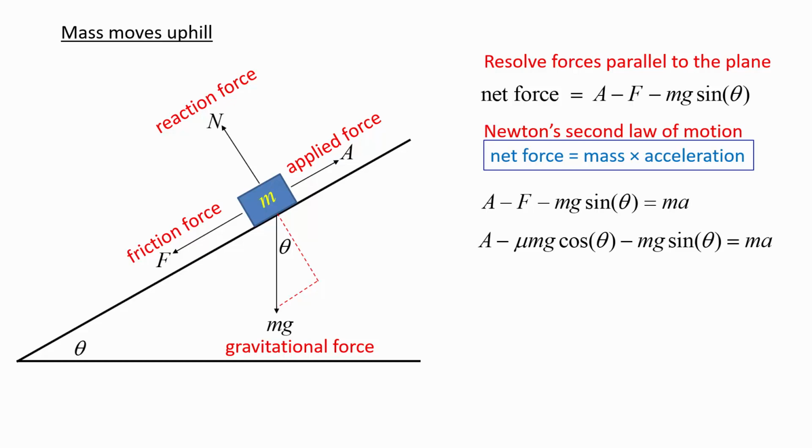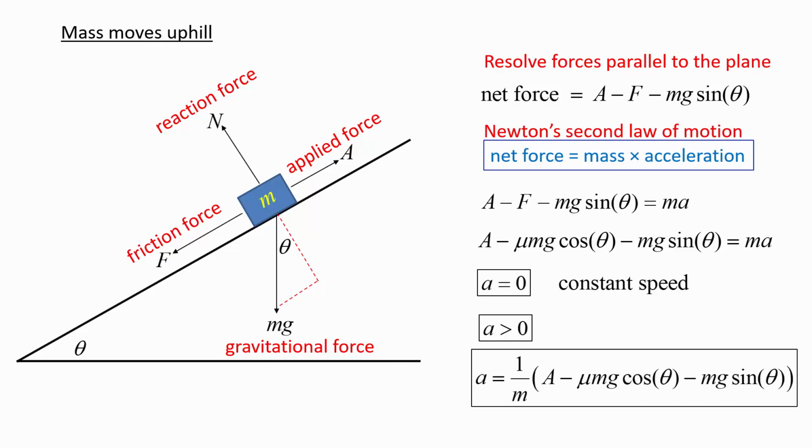If the acceleration is 0, we can have constant speed or 0 speed, of course. But more interesting is when the acceleration is positive, or greater than 0. And that means that, rearranging the equation to make a the subject, we have the acceleration equal to 1 over m multiplied by the expression that we have there in brackets.